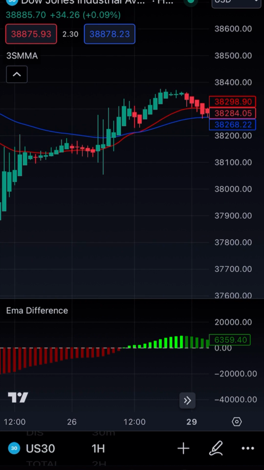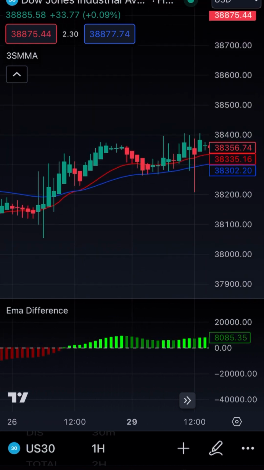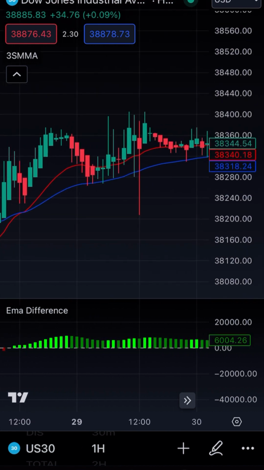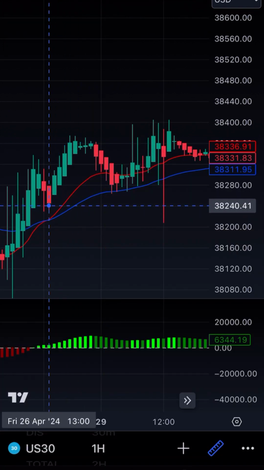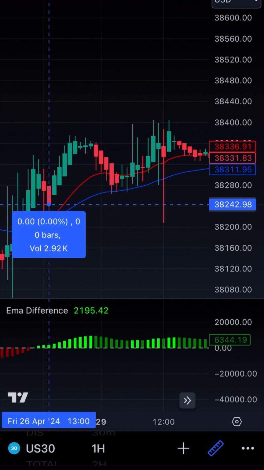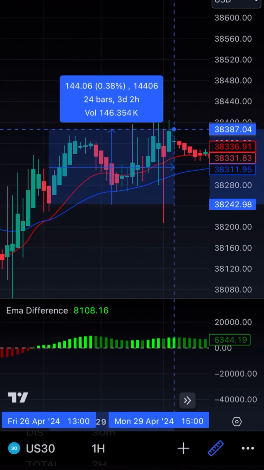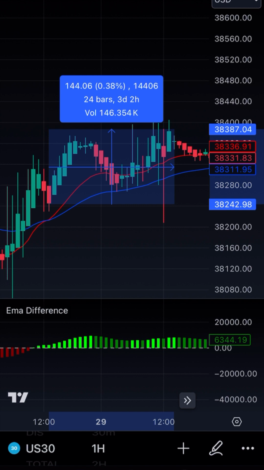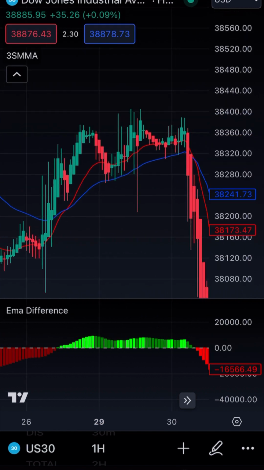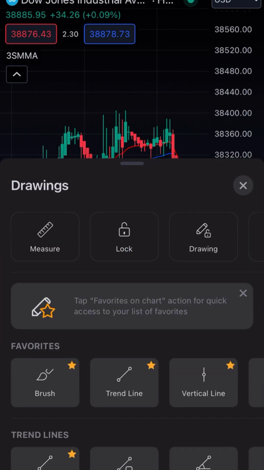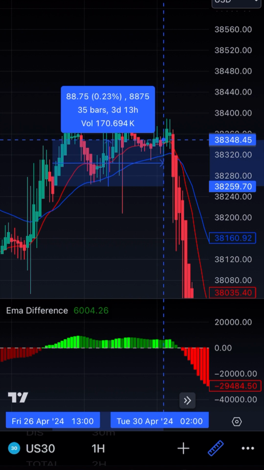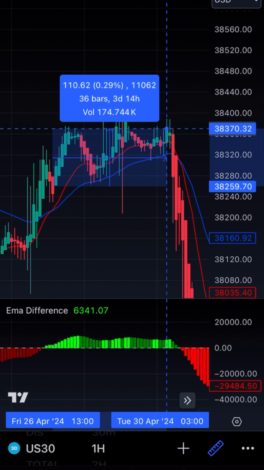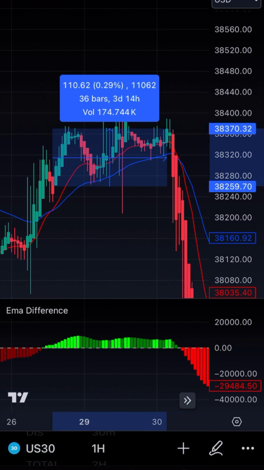I'll go over 2 more times, and then I want to go over gold too. So you see it crossing right here. So you would get in right about here. You see it also crossing with the EMA difference. You ride it out here to here. This is $144 with 1 lot. So this one right about here to here. You get out right before a big dump. So you also see it happening with the EMA difference.